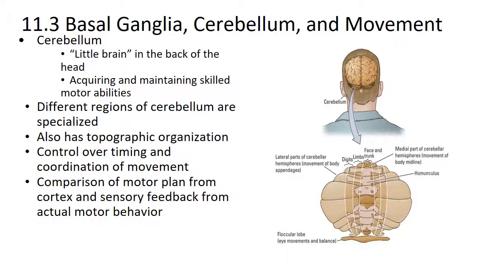Our hands have to work in concert with each other. Our fingers have to work together, and even small issues with timing can cause major problems with fluid and coordinated movement. The cerebellum is also part of a system that's responsible for comparing the motor plan from the motor cortex against sensory feedback that comes in from our motor behavior.